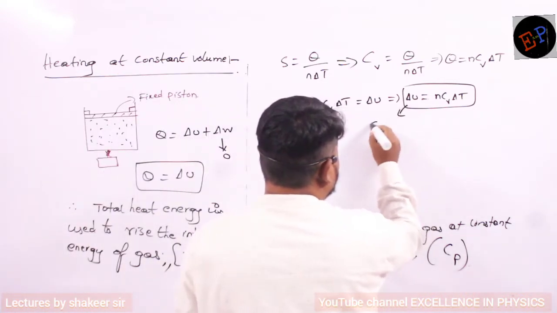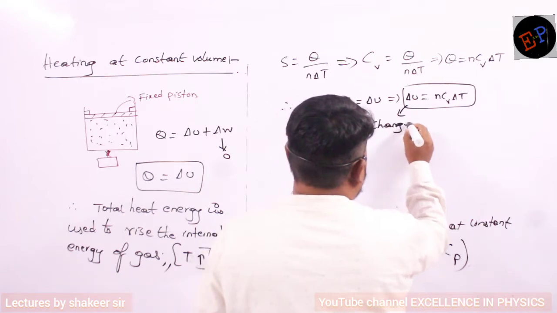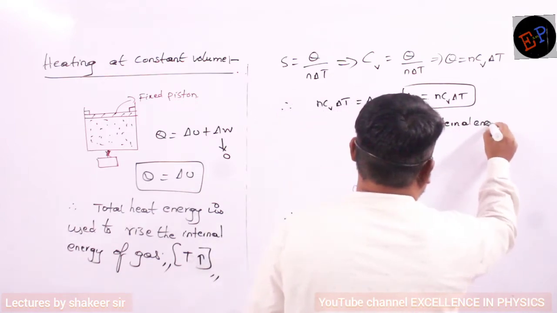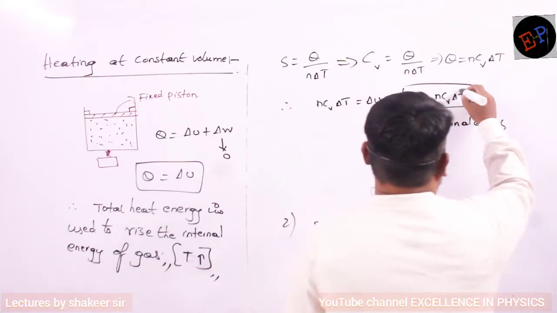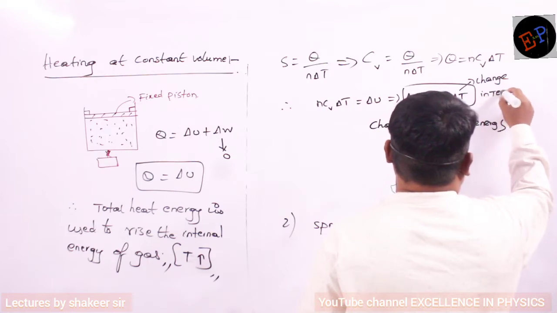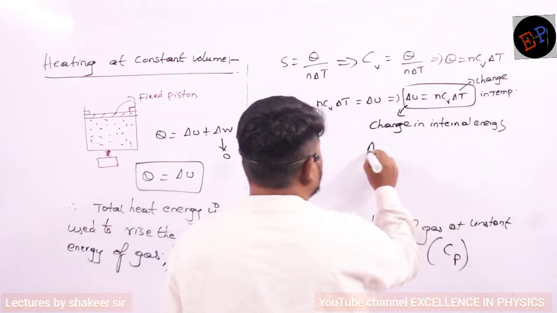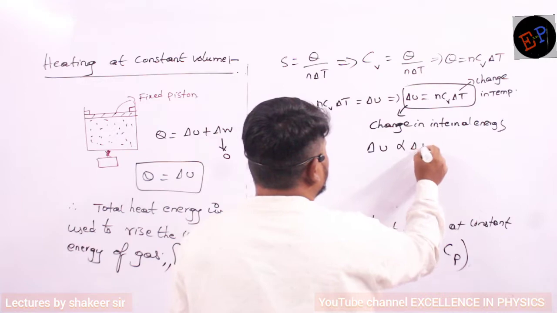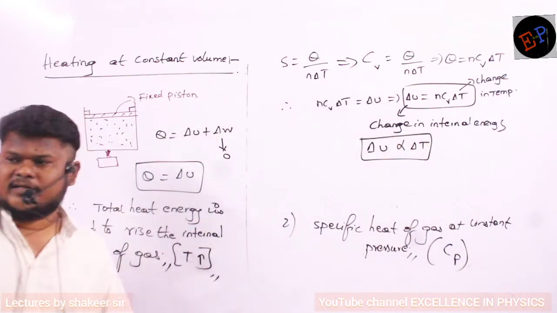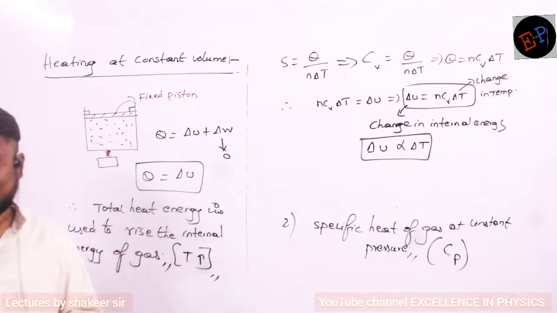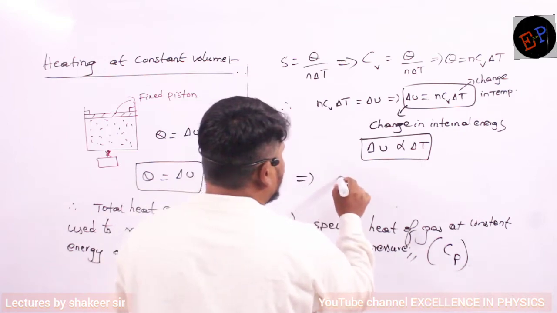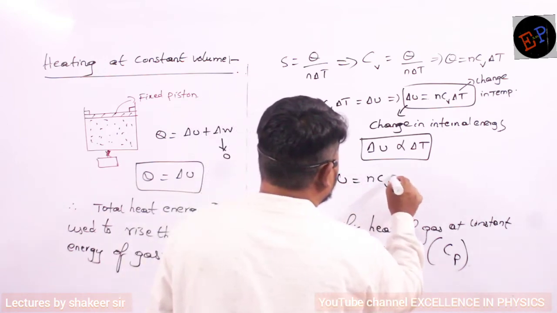Delta U is nothing but a change in internal energy. Delta T means change in temperature. So one thing I can say is delta U is definitely proportional to delta T. It means if temperature increases, the internal energy of the gas also increases. Is it clear? So from the same relation I can also write U equals nCvT.